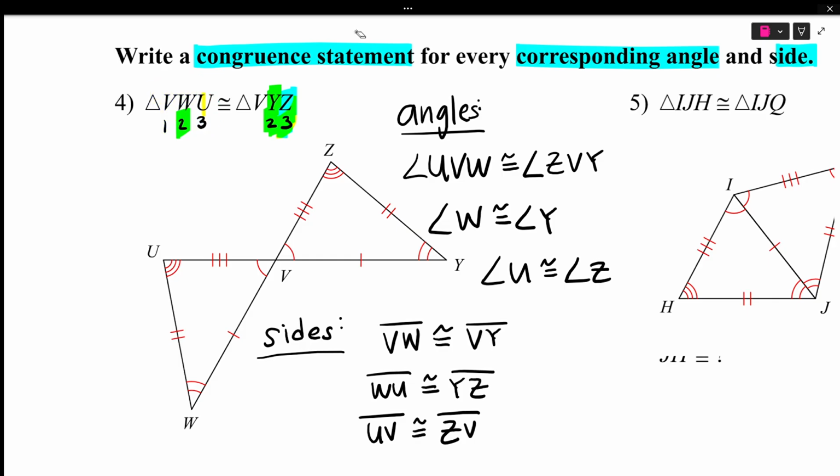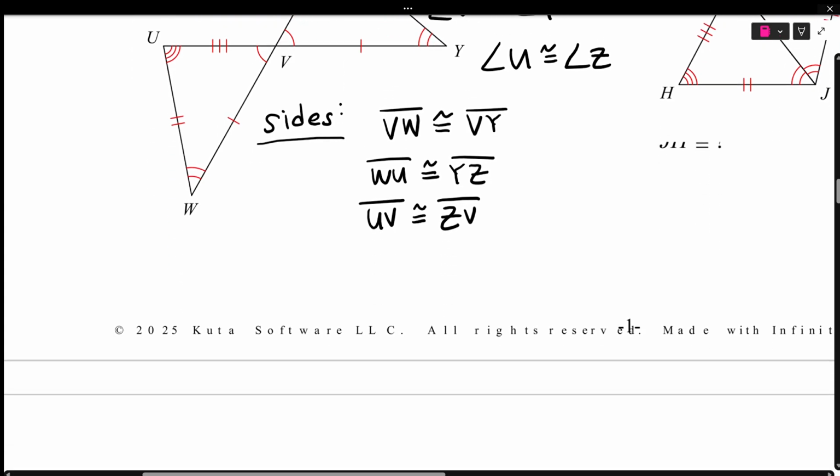And then look at the sides. There you go. 1, 2, 3. And then same thing with the sides, right? VW are the first 2. VY are the first 2. WU are the 2 and 3. And then YZ are 2 and 3. And then the last one is UV is congruent to ZV, which is 3 and 1. Okay, so just recognize those patterns and use the same thing for number 6.